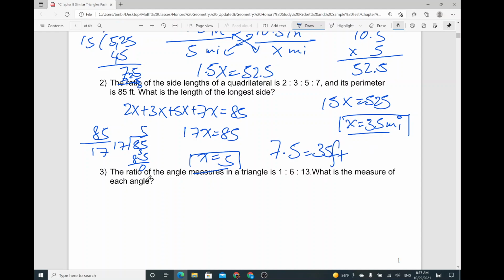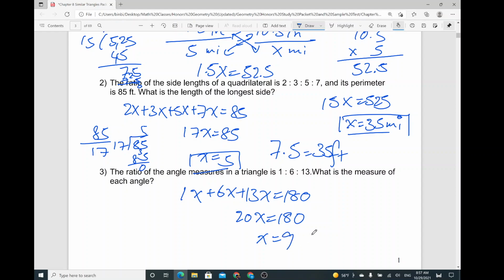And the other one is quite similar. The ratio of the angle measures of a triangle is 1 to 6 to 13. What's the measure of each angle? Basically just set 1x plus 6x plus 13x equal to 180, because the sum of all the angles is 180, and you want to find the measure of each angle. Combine them all first because you want to solve for x, which is 20x equals 180, divided by 20.